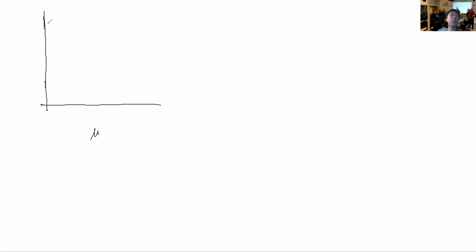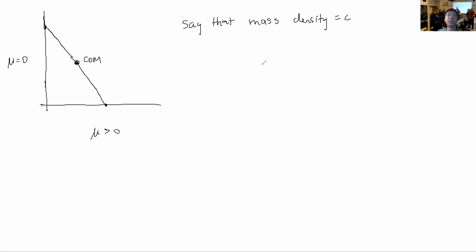Okay, back to the problem. So there is a ladder, right? Here there exists some mu greater than 0, and then here mu is equal to 0, and this is frictionless. Say that mass density is constant. So that means the center of mass is in the middle, right? Say that mass density is constant.